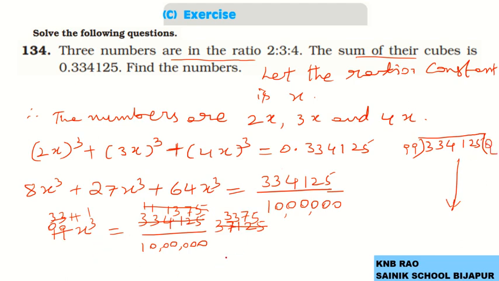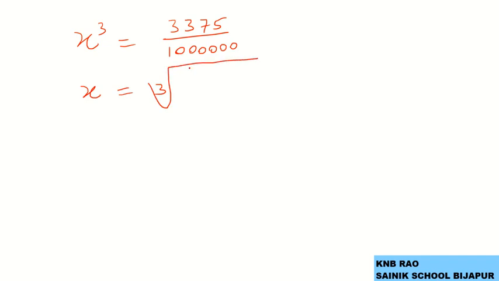So it implies x³ equals 3,375 upon 10 lakh. I hope you are all very clear how to do the division. Now x is equal to the cube root of 3,375 upon 10 lakh.